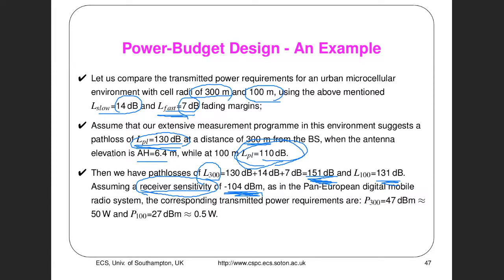You get the requirement on the transmit power, which is 50 watts for the bigger cell, 0.5 watts for the smaller cell. So it actually makes sense that, as you can see here, the radiation power difference between big cell and smaller cell is quite huge. So it makes sense to deploy a smaller cell whenever you can, so that the radiation power is smaller, and it's more green.